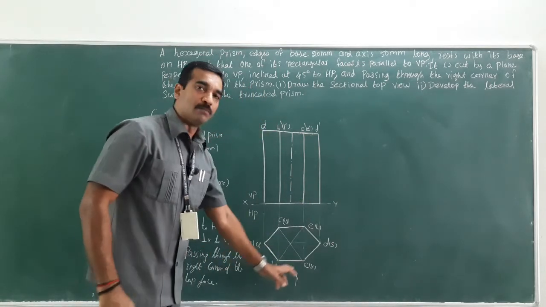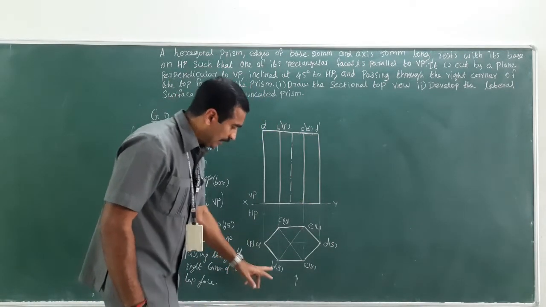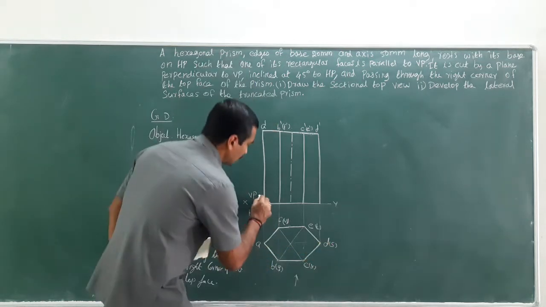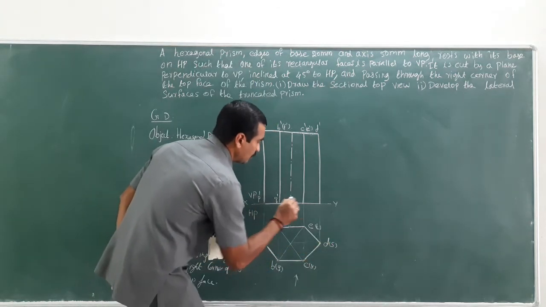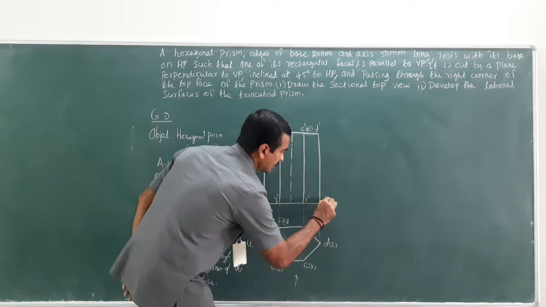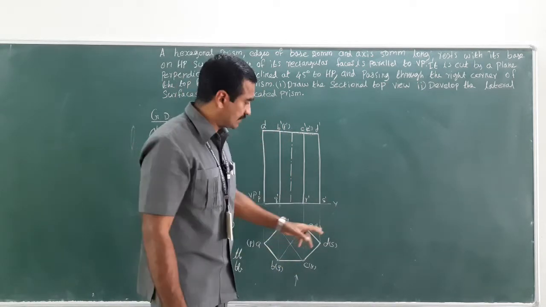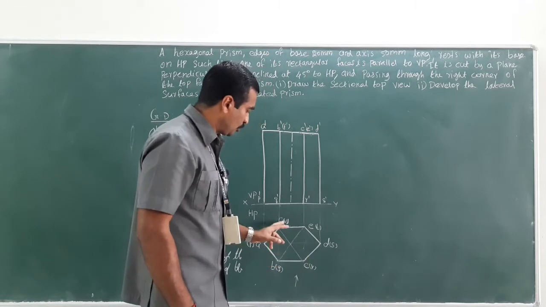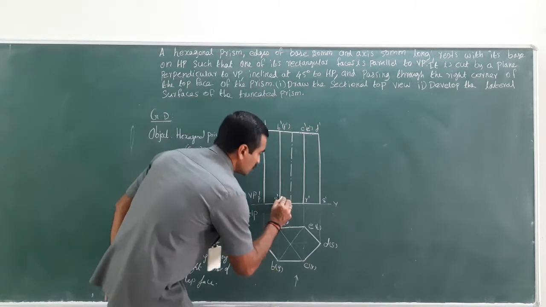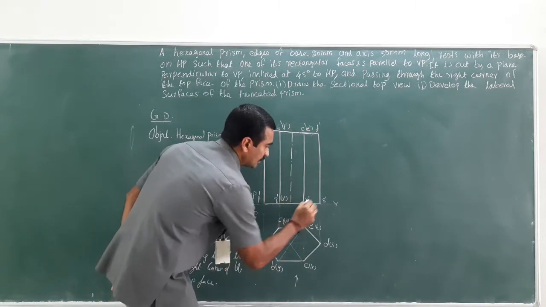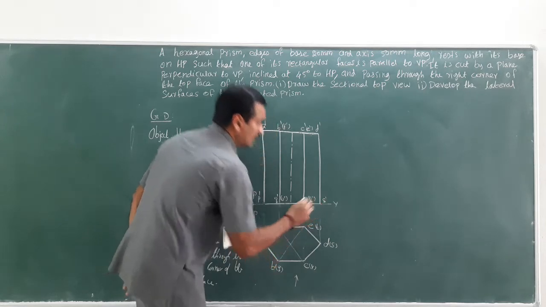Let's move to the bottom base. Look at here, P, Q, R, S are visible. So P dash, Q dash, R dash, S dash are visible. T dash and U dash are invisible because T is right behind R, U is right behind Q. So U dash and T dash are invisible.